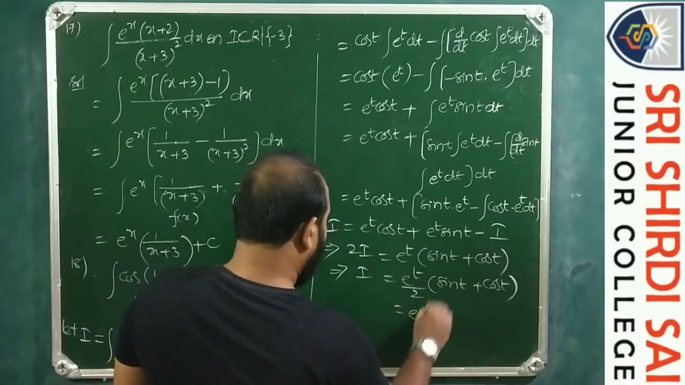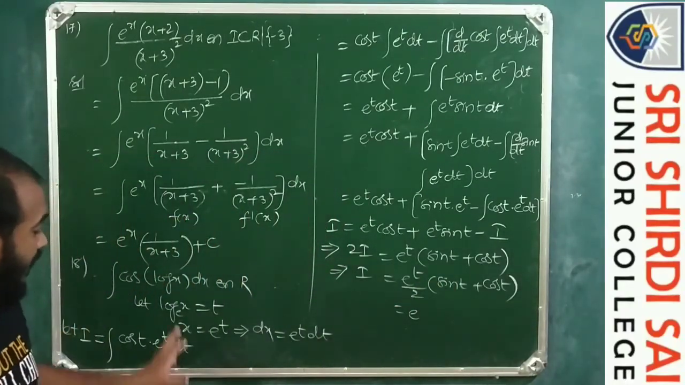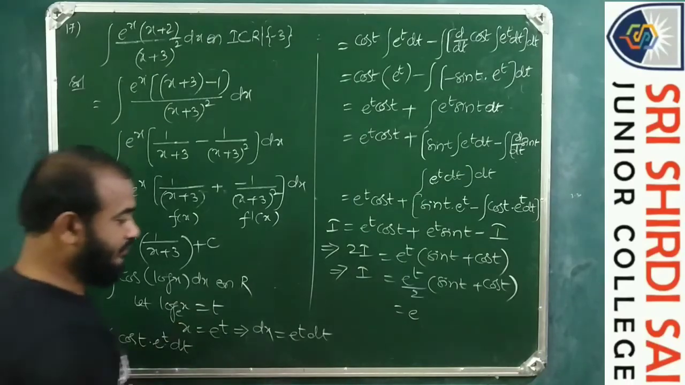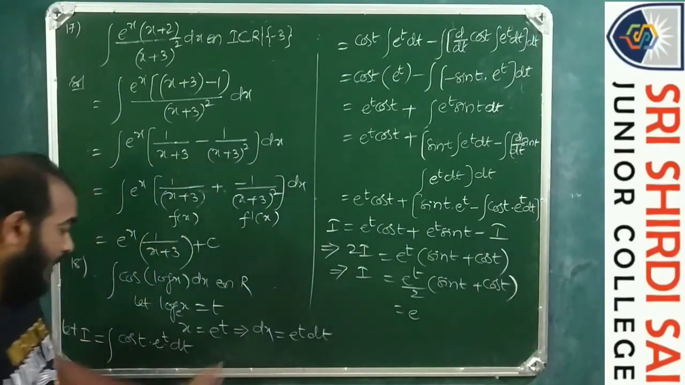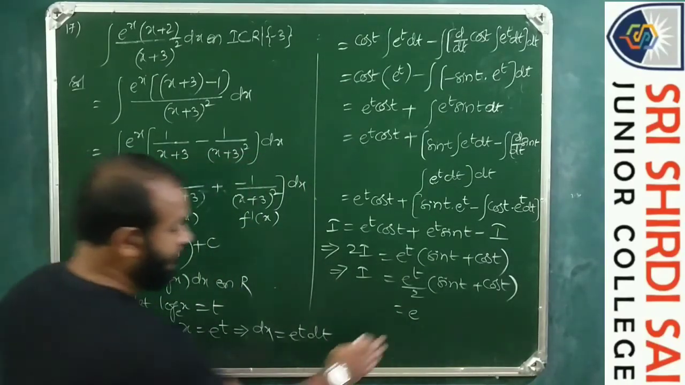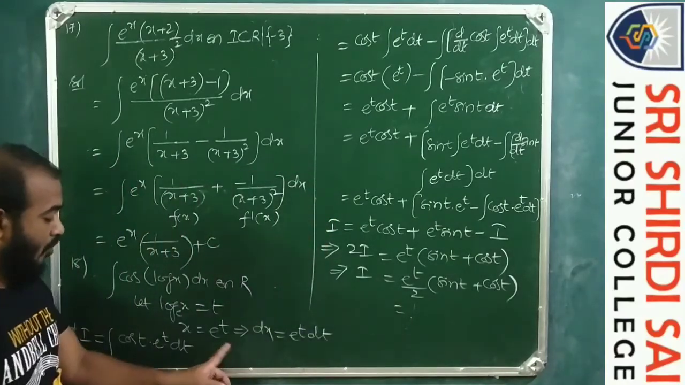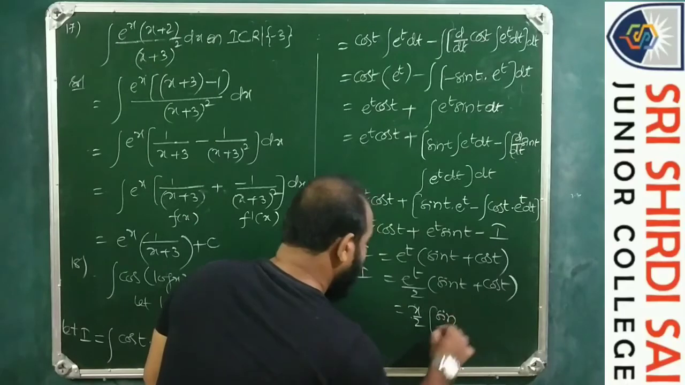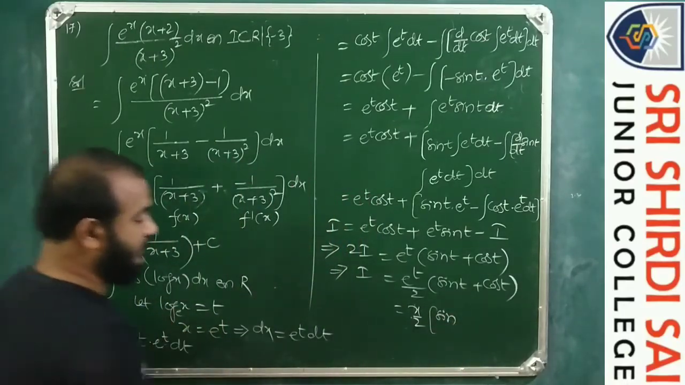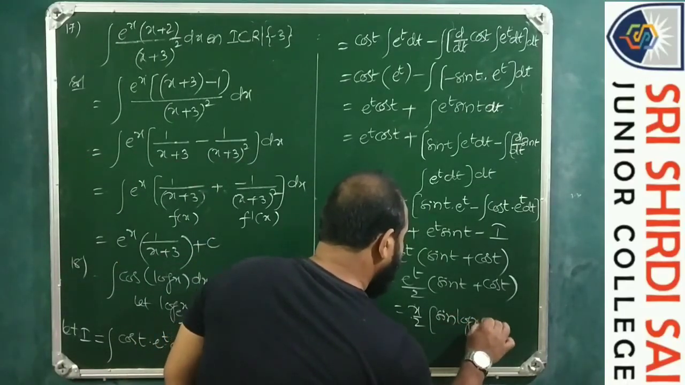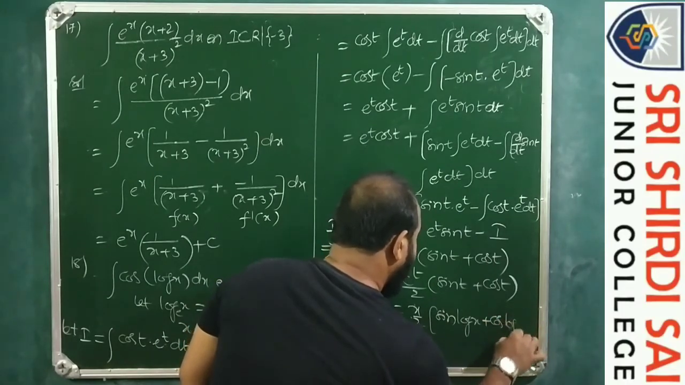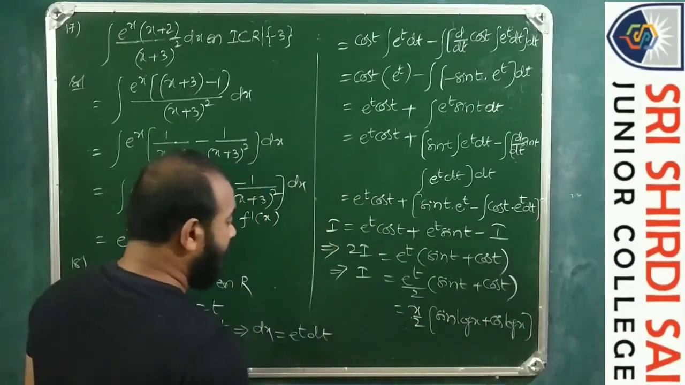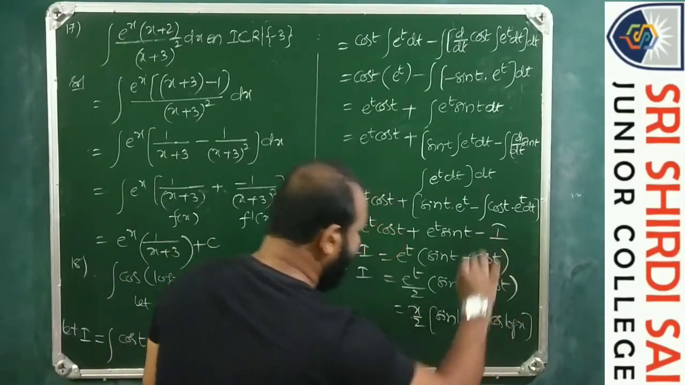So e power t is equal to how much? e power log x, otherwise e power t is equal to x. e power t is x. So x by 2 into sin, the value of t is log x. So x by 2 into sin log x plus cos log x plus constant of integration c.